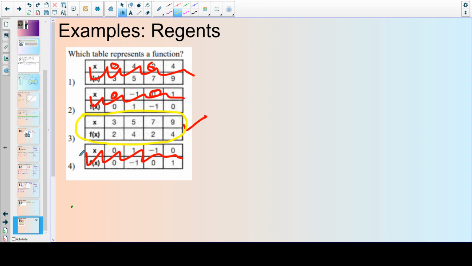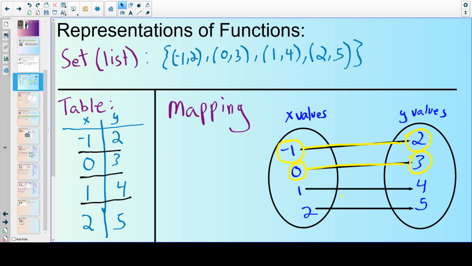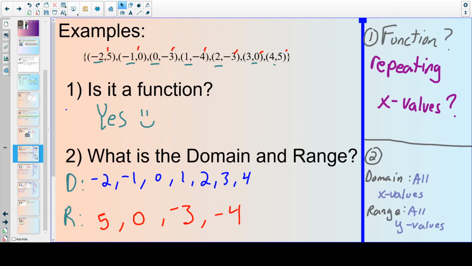So, to recap, in general, a function is kind of like a machine. You can put stuff into it and it spits stuff out of it. In other words, a function is a set of ordered pairs in which when you put in an x value, it only outputs one y value. When we look at this example, for every x value, they're all different, and it only outputs one y value.